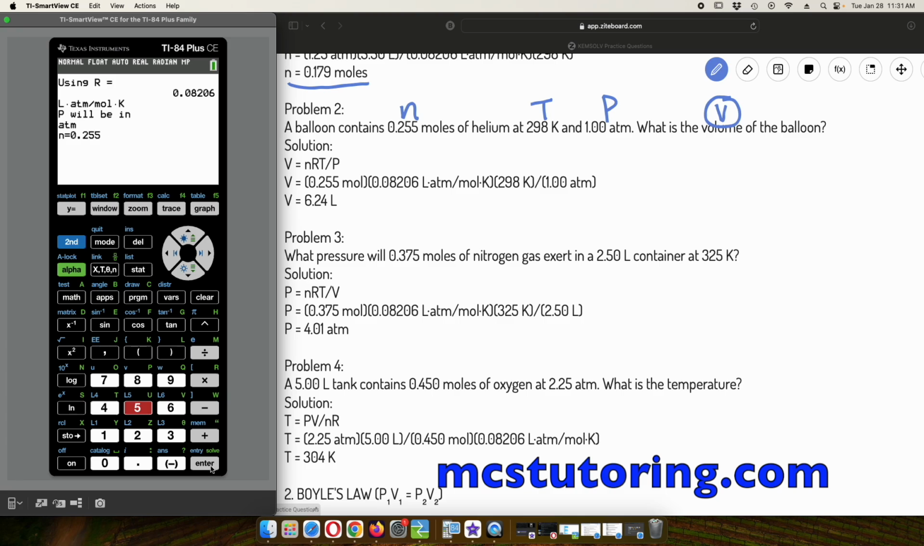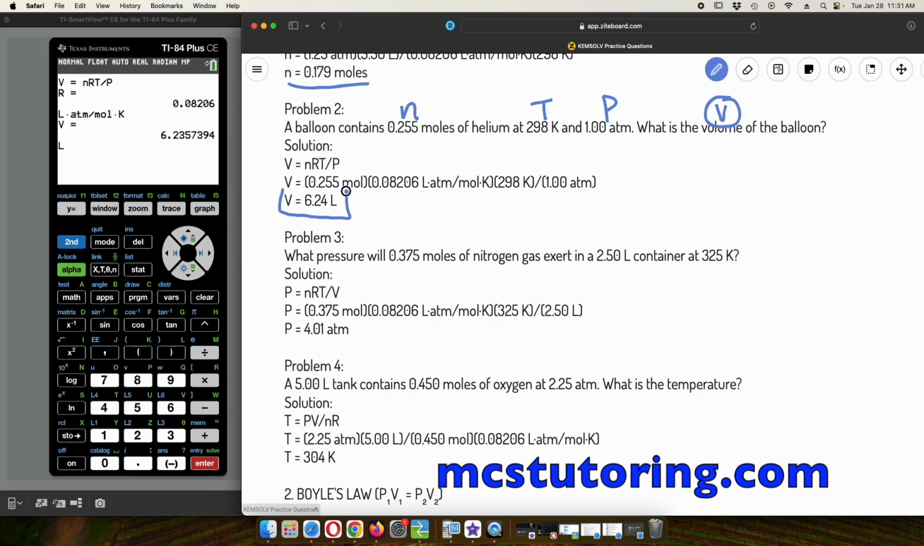N is 0.255 for 0.255 moles. T is 298, that's typical temperature for Kelvin. And then P is 1 for 1 atm. And then we get 6.2357 and so on liters. So that rounds to 3 significant figures, 6.24 liters.